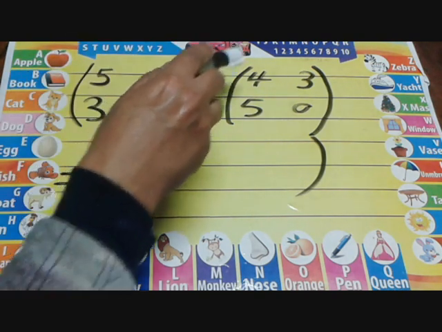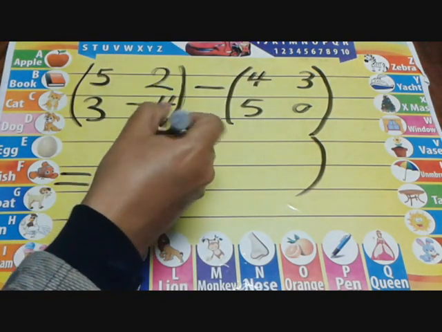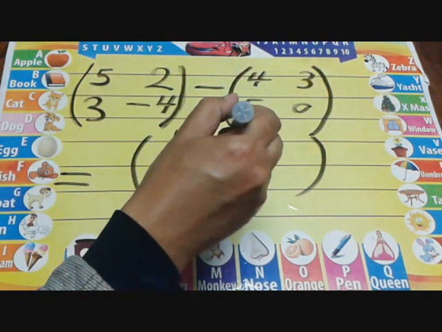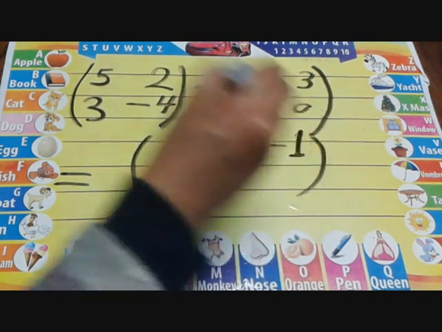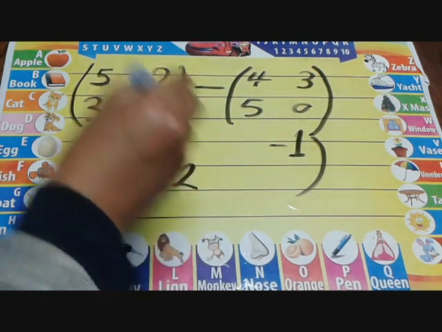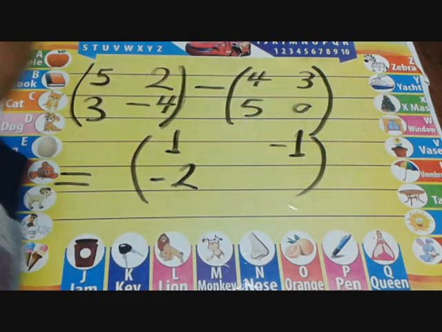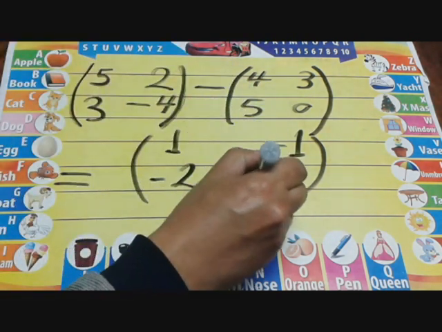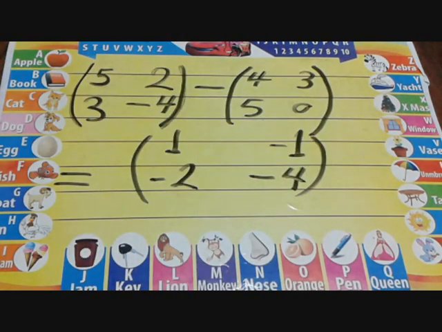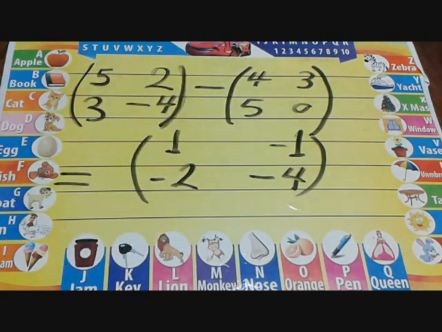4. 5 minus 4 equals 1. 2 minus 3 equals -1. 3 minus 5 equals -2. -4 minus 0 equals -4. We subtracted the two matrices.